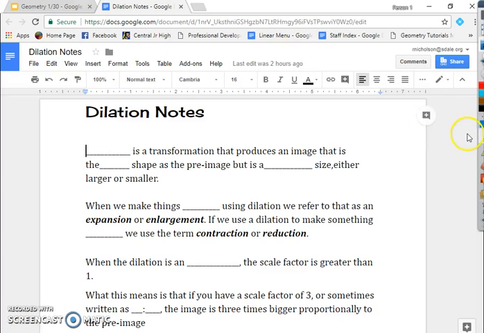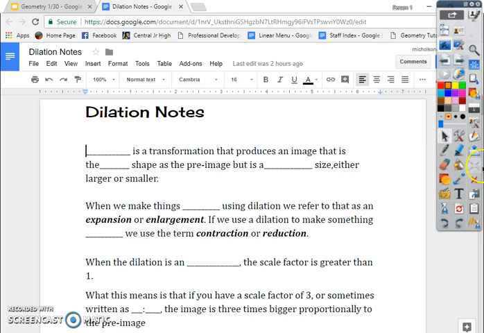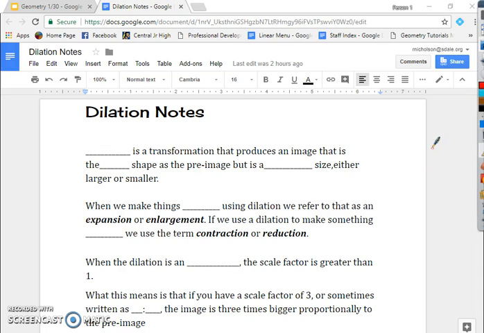Okay, so we are going to start with our dilation notes today. So everyone has this packet. We are going to fill in the blanks as we go along. Okay, so blank is a transformation that produces an image that is a blank shape as a pre-image, but is a, I'm going to go ahead and put it in since I said it, different size, either larger or smaller.